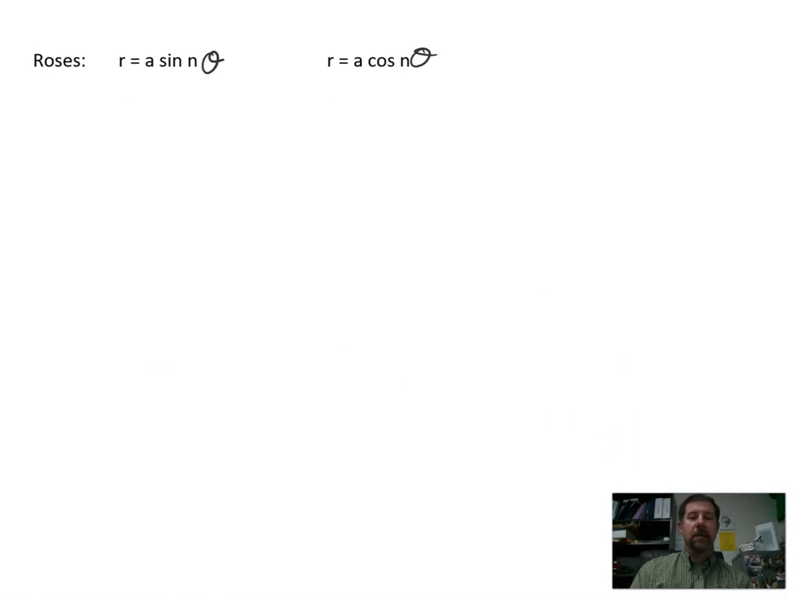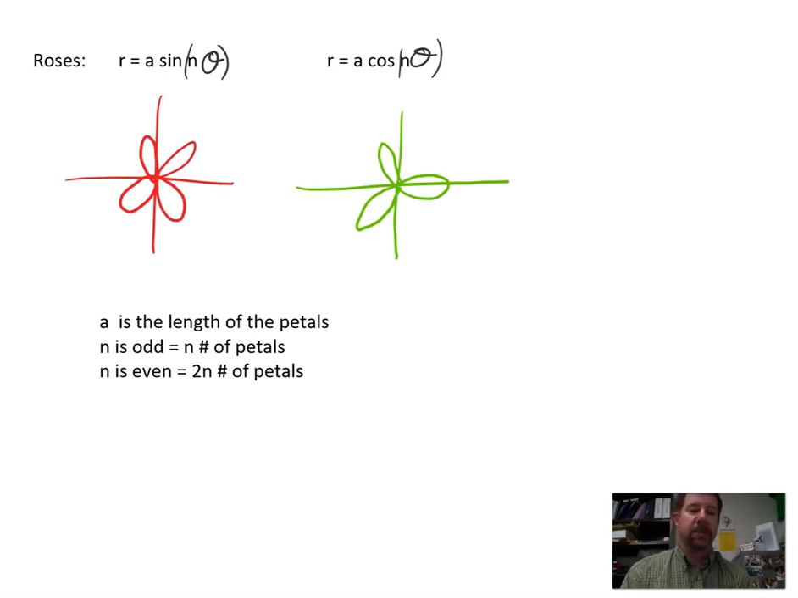All right, the next common type of graph we need to be familiar with is roses. Roses, remember, are the ones that look like flowers and they have petals on them. They're in the form of r equals a sine n theta or a cosine n theta, where n theta is inside the parentheses here. And some of the roses look something kind of like this.